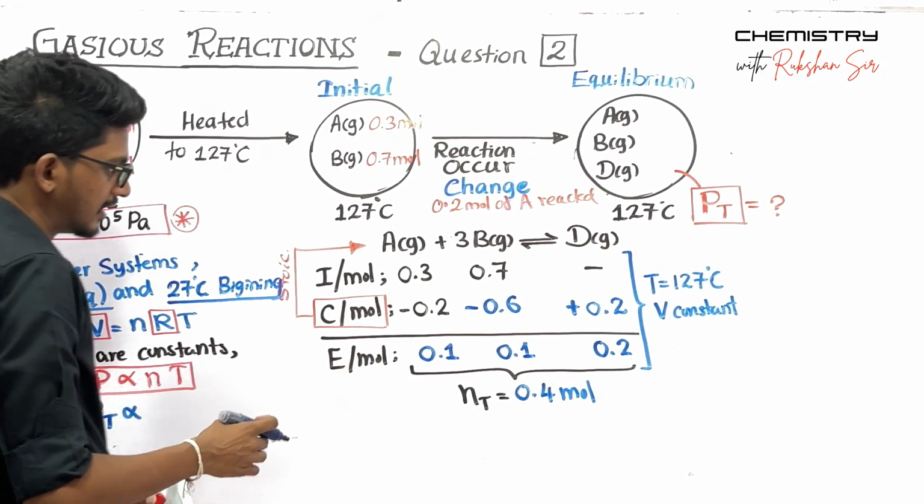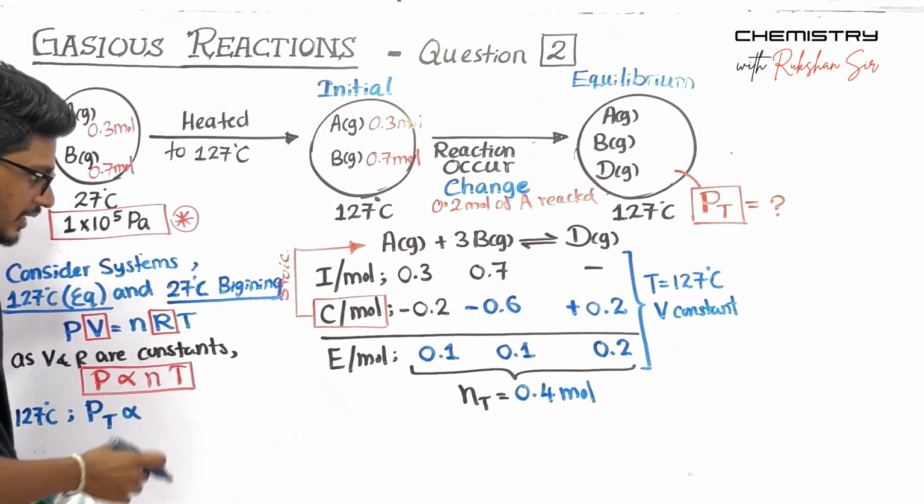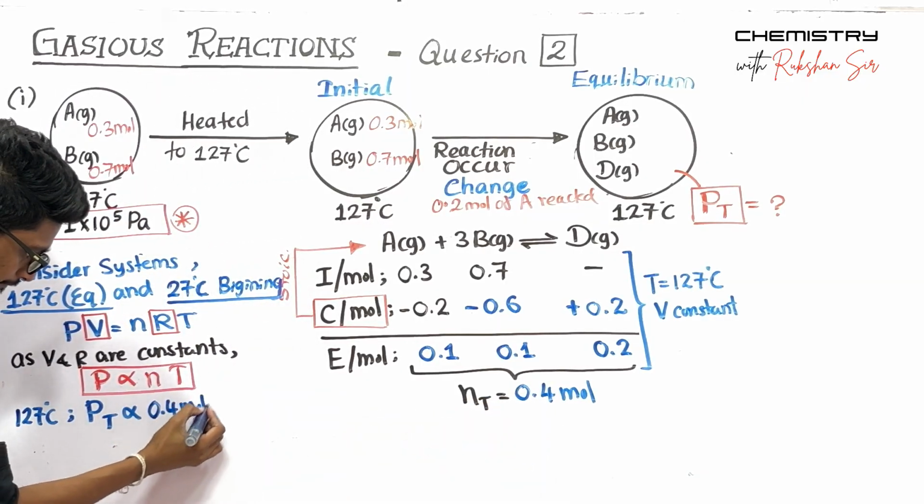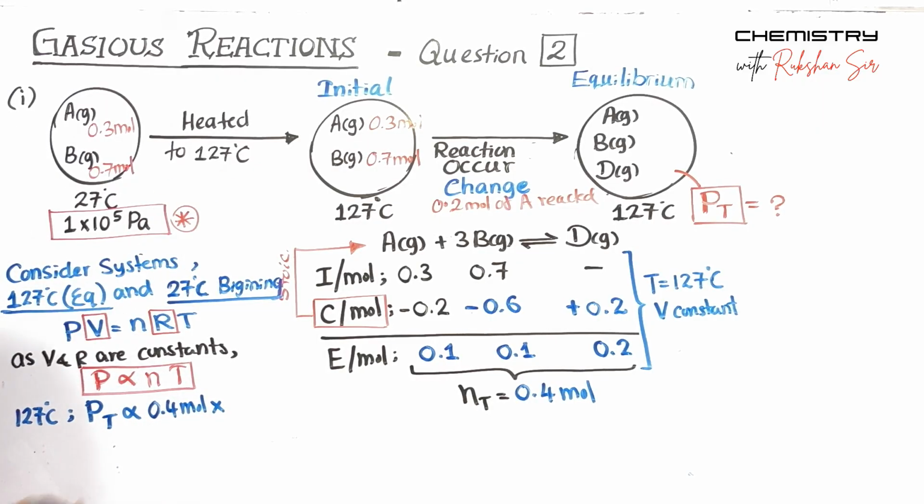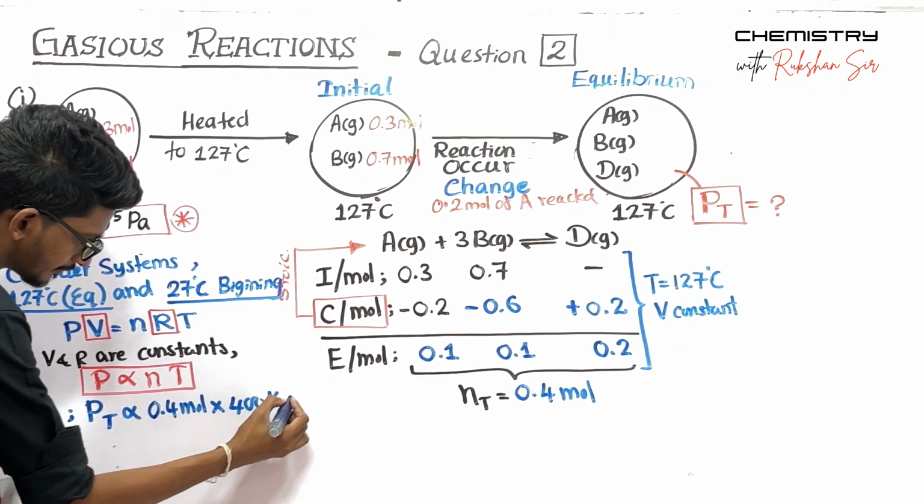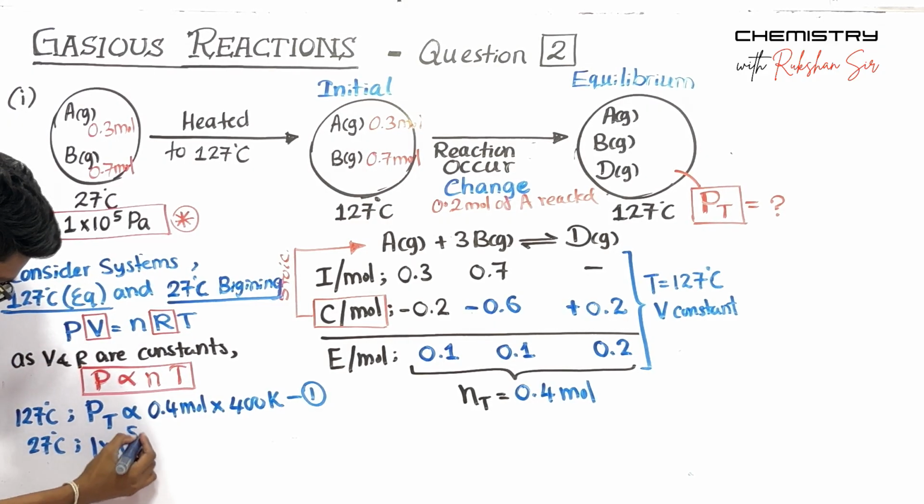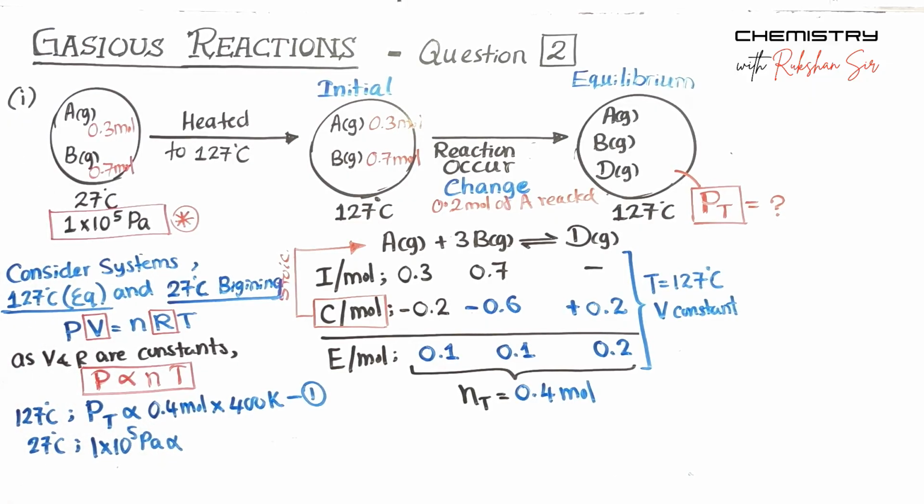Now it is the total system we are dealing with. So P total comes up with N total, right? That is 0.4. Temperature there is 127, so that is 400 Kelvin. That is number one. So the 27 Celsius system, pressure is given as 1 × 10^5 pascals, proportional to the number of moles there. So we are dealing with total things, right? Total pressure is 1 × 10^5 pascals. That means total pressure and total number of moles should be applied.